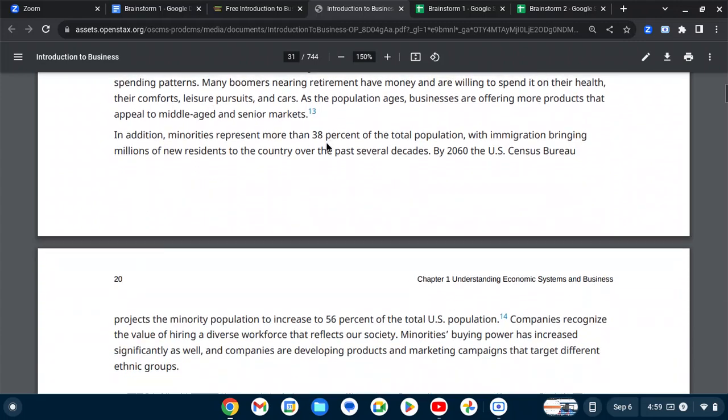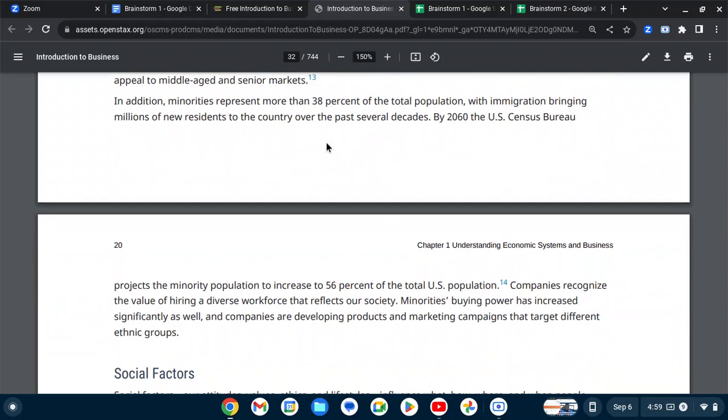In addition, minorities represent more than 38% of the total population, with immigration bringing millions of new residents to the country over the past several decades. By 2060, the U.S. Census Bureau projects the minority population to increase to 56% of the total U.S. population. Companies recognize the value of hiring a diverse workforce that reflects our society. Minorities' buying power has increased significantly as well, and companies are developing products and marketing campaigns that are targeting different ethnic groups.